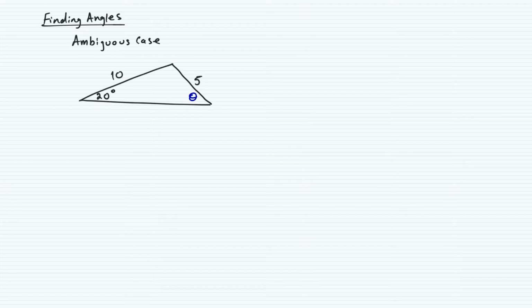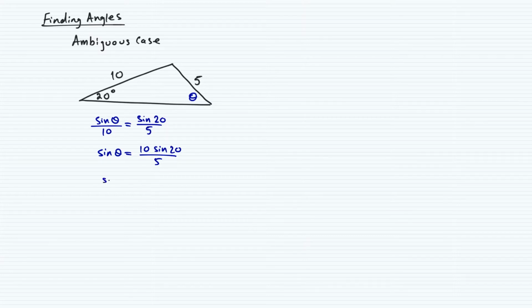And we can just use the sine rule and say that sine of theta over 10 is equal to sine of 20 over 5. And this is simple enough, we can rearrange this and say that sine of theta is equal to 10 sine 20 over 5.